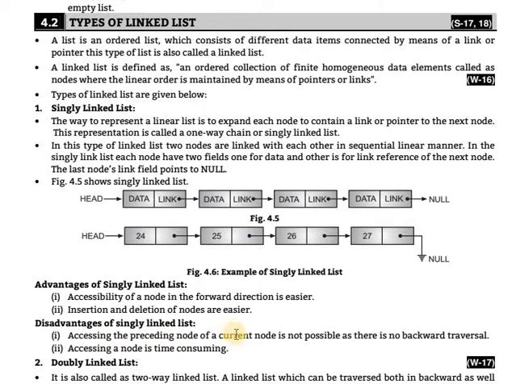Disadvantages of a singly linked list: accessing the preceding nodes of the current node is not possible, because there is no backward traversal. Only the forward direction is used. Accessing a node is also time consuming, because nodes are traversed one by one.